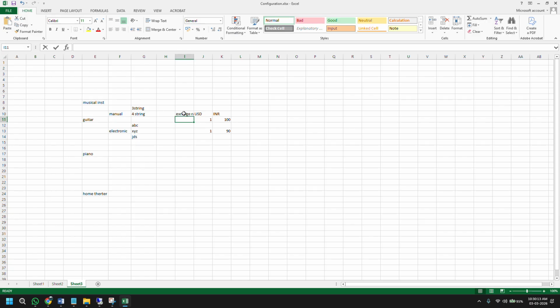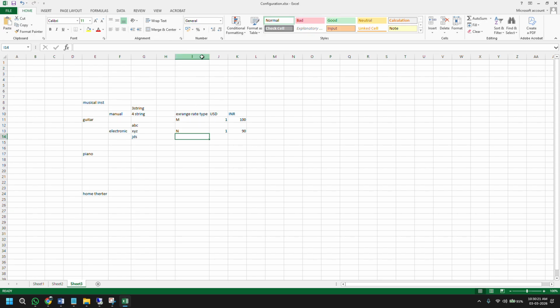Okay, let's say here I'm using M, or let's say I'm using N. So now you see I have two exchange rates maintained. I cannot maintain the same data even if this field was not available. I cannot maintain this data like this, right? The system will get confused about which data to take.